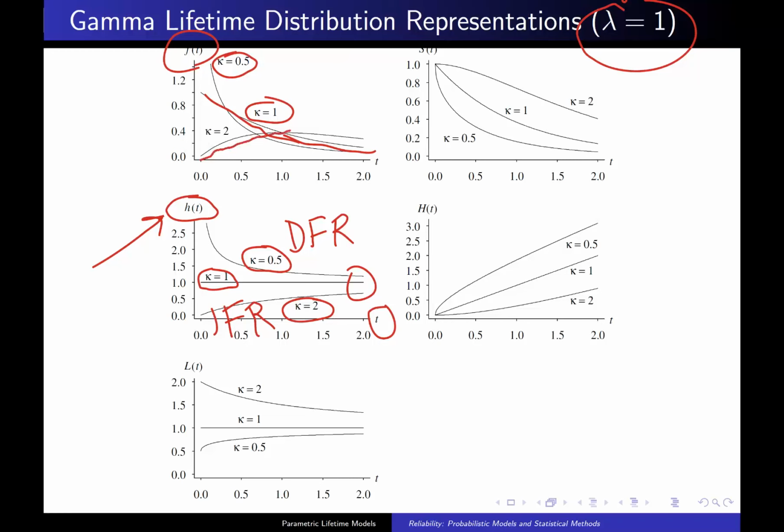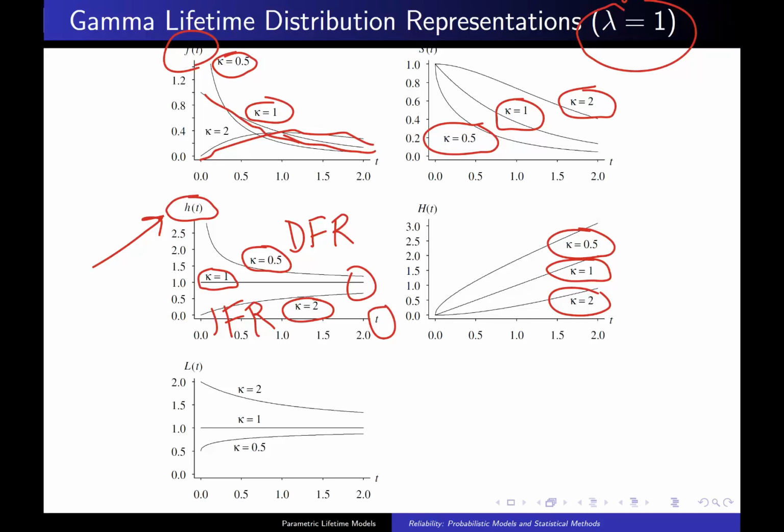Kappa equals 2, you get a little bit of a hump shape there, but it's not as bell-shaped as the Weibull distribution probability density function. It's a little bit flatter. Here are the three survivor functions. First one is in the DFR case, then here is the exponential special case, and here is the IFR case. Hazard functions, same thing. Here is the DFR case, exponential case, IFR case.